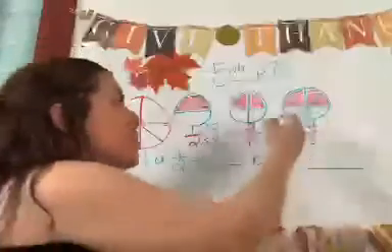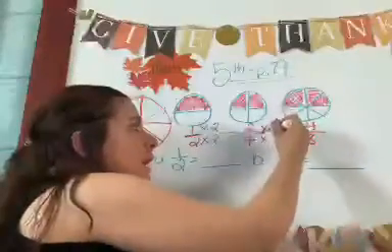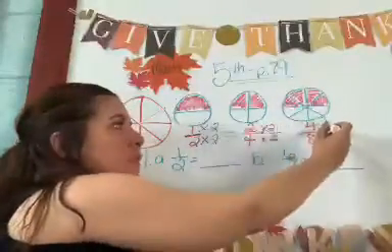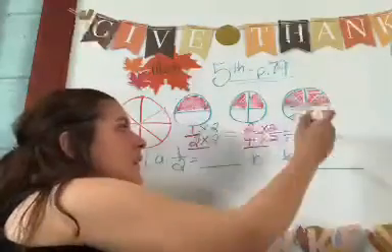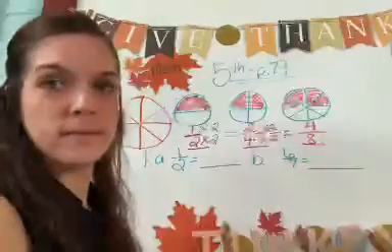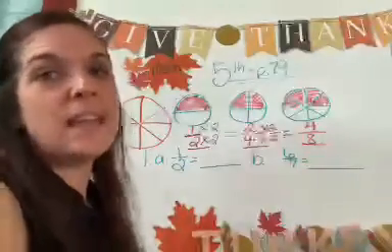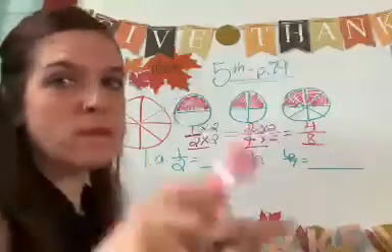Now we have 2/4, and we want another equivalent fraction. So I'm going to multiply this by 2 again. 2 times 2 is 4, and 4 times 2 is 8. These are equivalent fractions. Okay, that's all you have to do. Instead of dividing to reduce, you multiply.